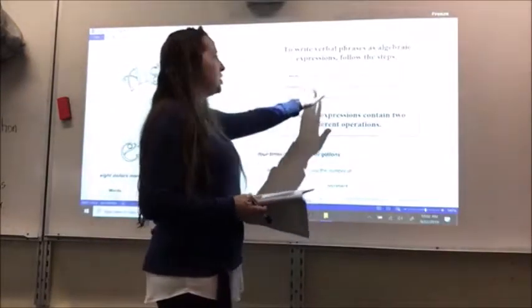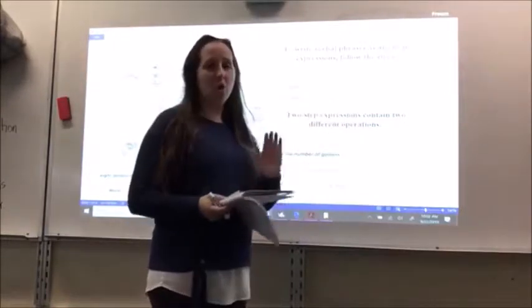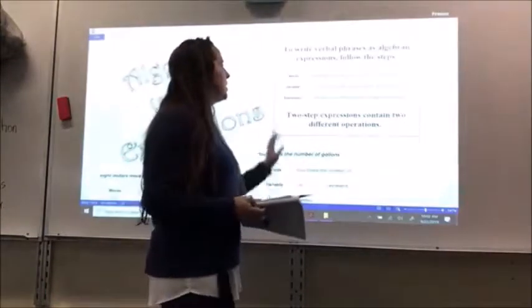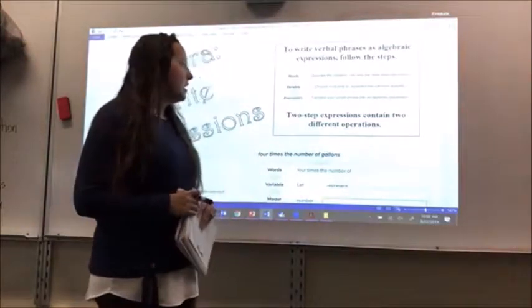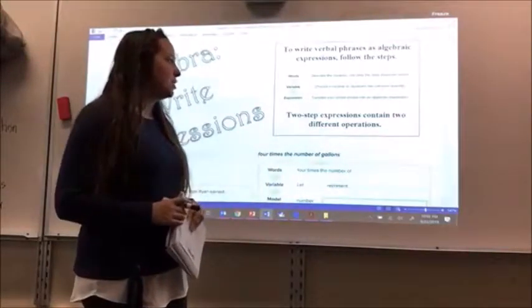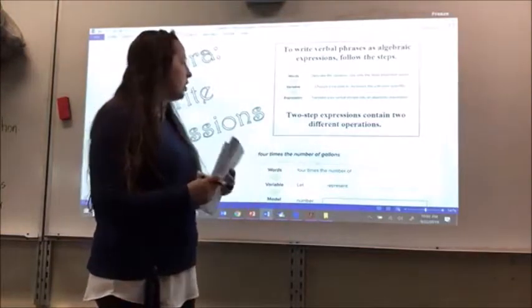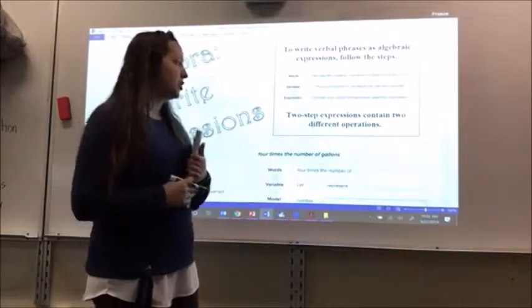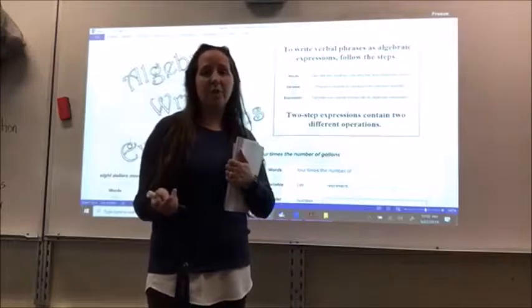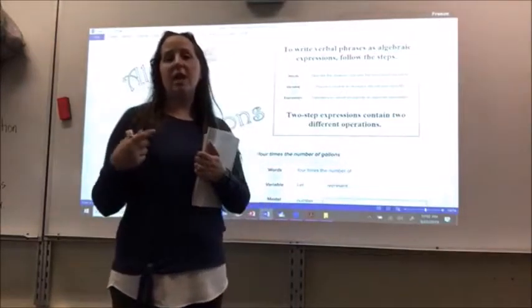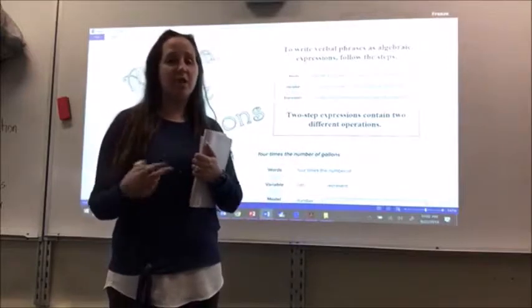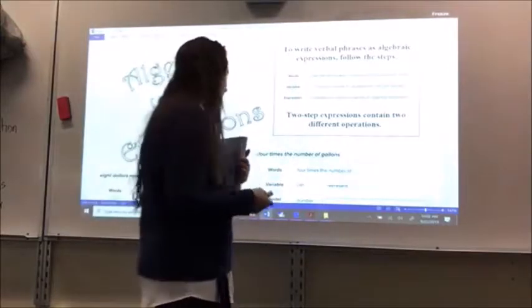First, we want to describe the situation using only the most important words. Then, we want to choose a variable to represent the unknown quantity. And then translate your verbal phrase into an algebraic expression. For example, two-step expressions contain two different operations. So they might contain addition and multiplication, multiplication and subtraction, division and multiplication, anything along those lines.